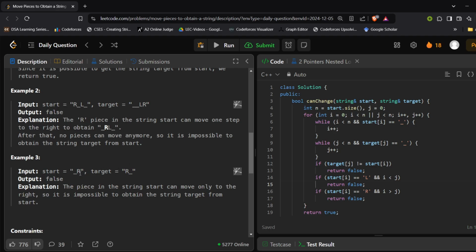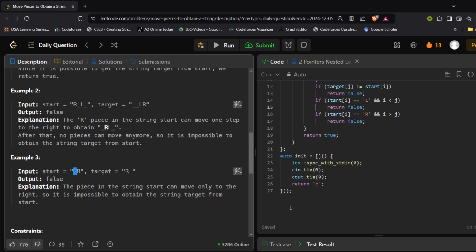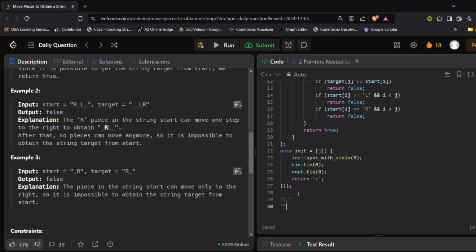Another thing to note is that if I have character R and its index is greater than the required index in target, I can't make it. The same will be the case for L. Let me add this case: if my string was L underscore and my target string was underscore L, I can't move my L to the right.